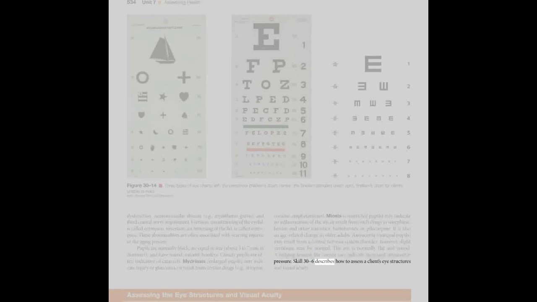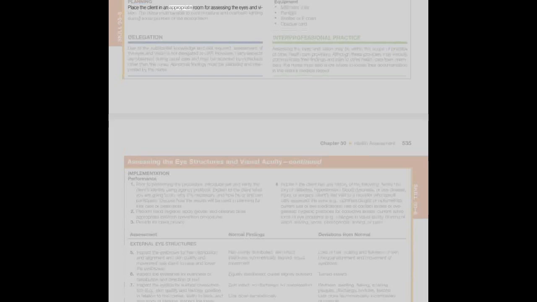Skill 30-6 describes how to assess a client's eye structures and visual acuity. Planning: place the client in an appropriate room for assessing the eyes, as shown. The nurse must be able to control natural and overhead lighting during some portions of the examination.